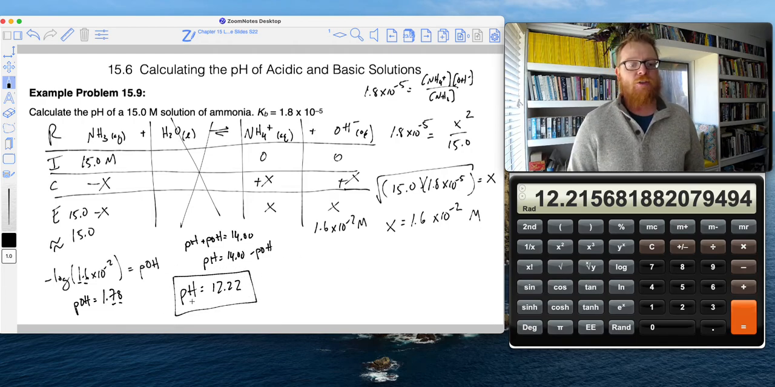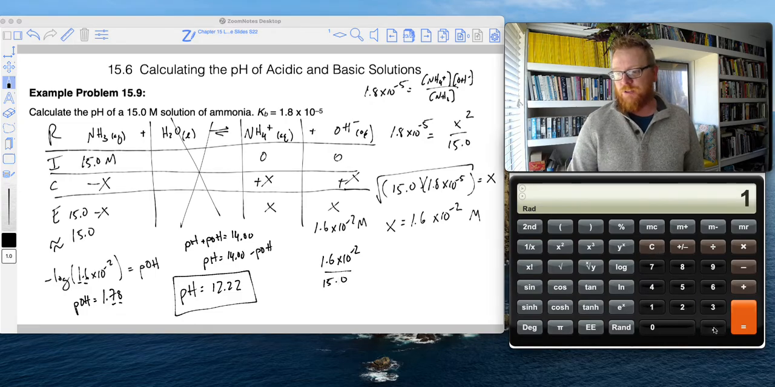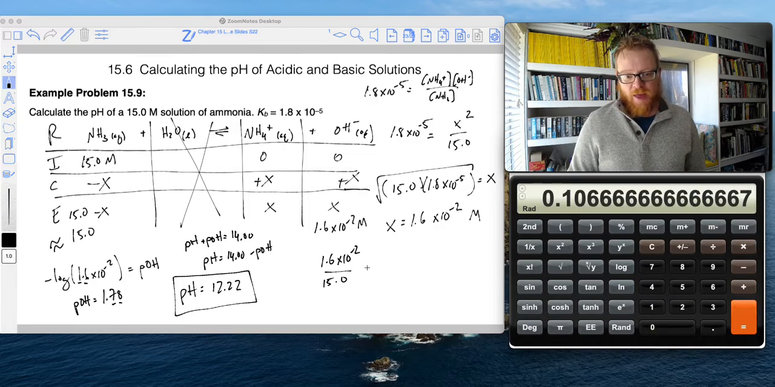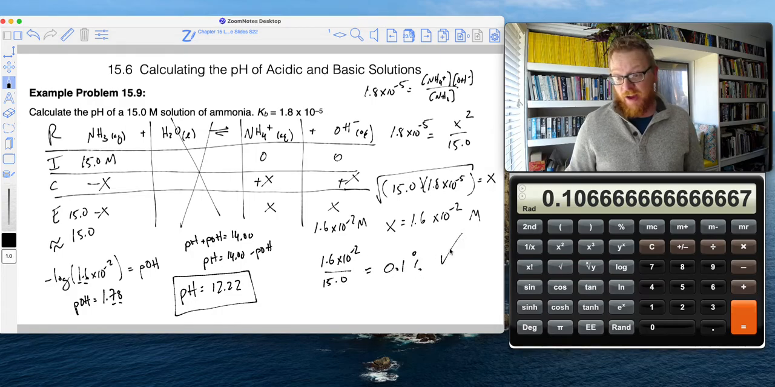Okay, great. So now the last thing, of course, we've got to do is check our 5% rule. And so that's going to be the value of x, 1.6 times 10 minus 2, divided by the initial concentration. And hopefully you can see that's definitely going to pass the 5% rule, but we'll do it just in case. So 1.6 times 10 minus 2 divided by 15. You can see that's definitely less than 100%. And I'll multiply it by 100 just so we're clear. So that equals 0.1%. So that definitely passes the 5% rule.